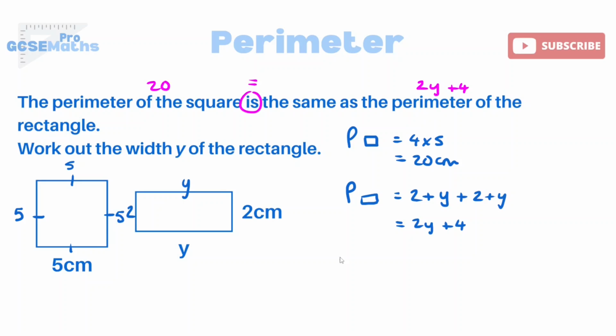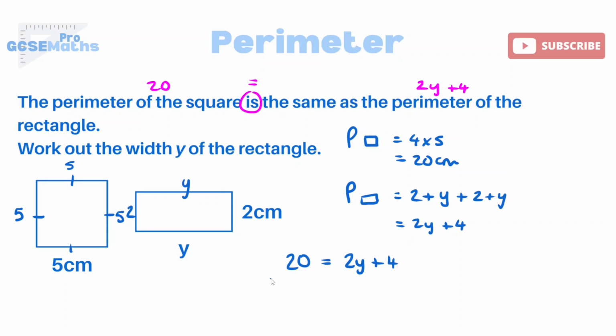I can now write that as 20, as in the perimeter of the square is 20, is equal to the same thing as the perimeter of the rectangle, which is 2y plus 4. That's my equation now. And again, we're just solving it. We're just going through algebra and we're solving equations. So I need to solve it for y.